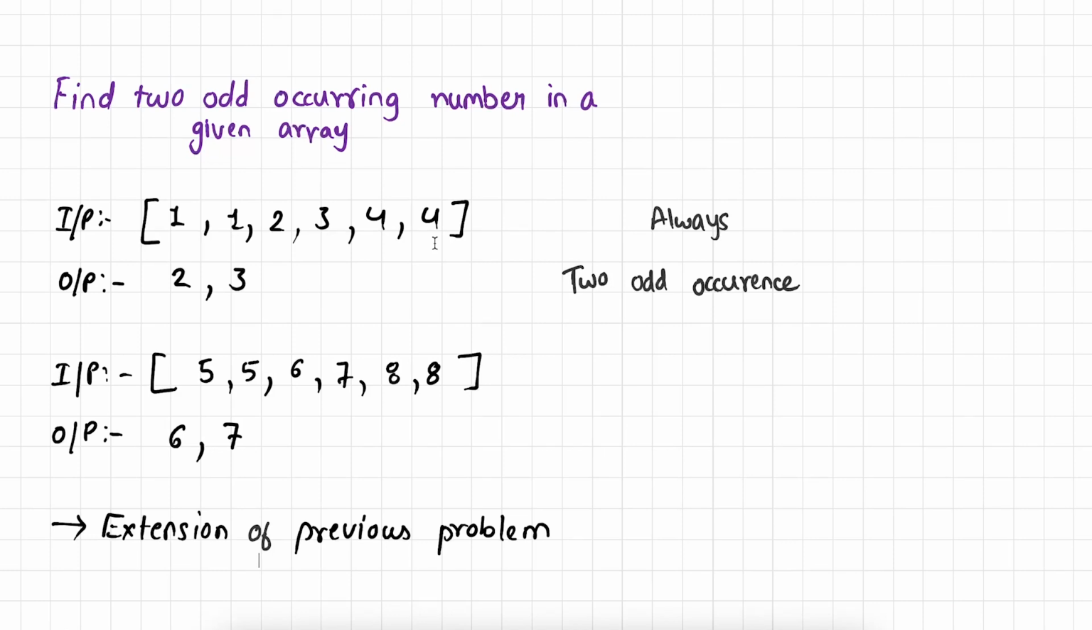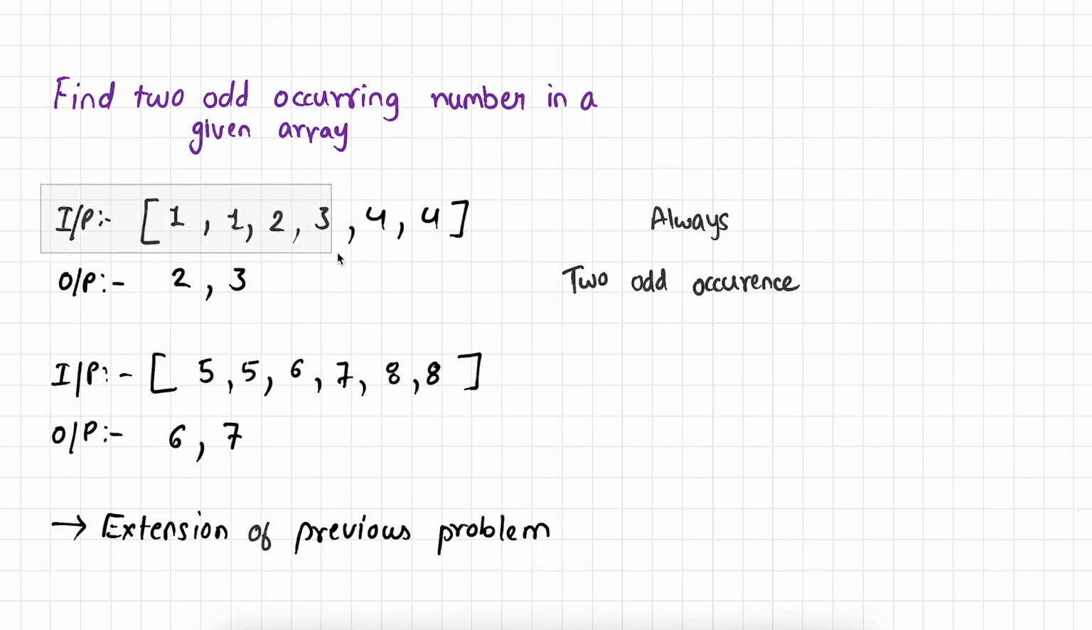So let's get started. We are given an array of elements. In that array, all the elements appear an even number of times except two elements that appear an odd number of times, and our task is to find those two elements. So let's see with an example.